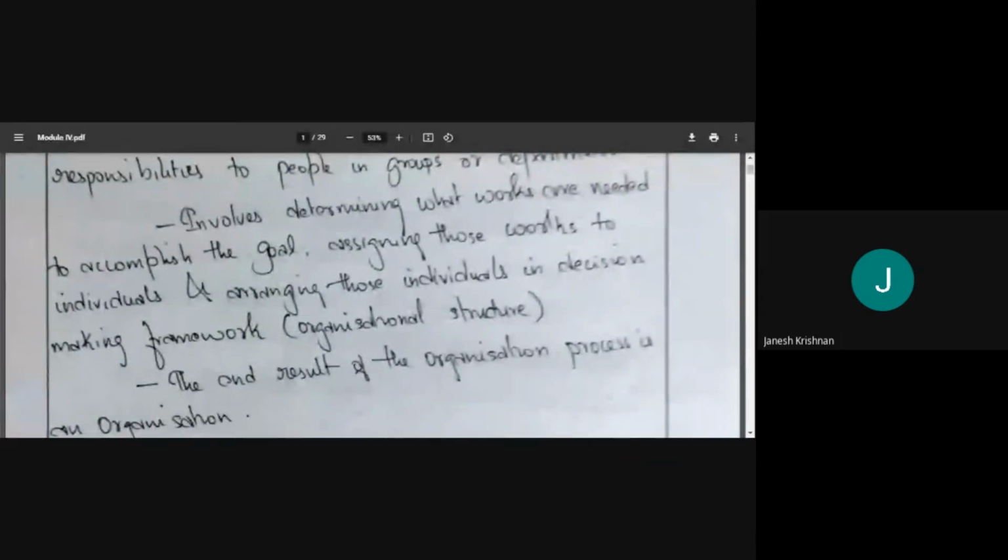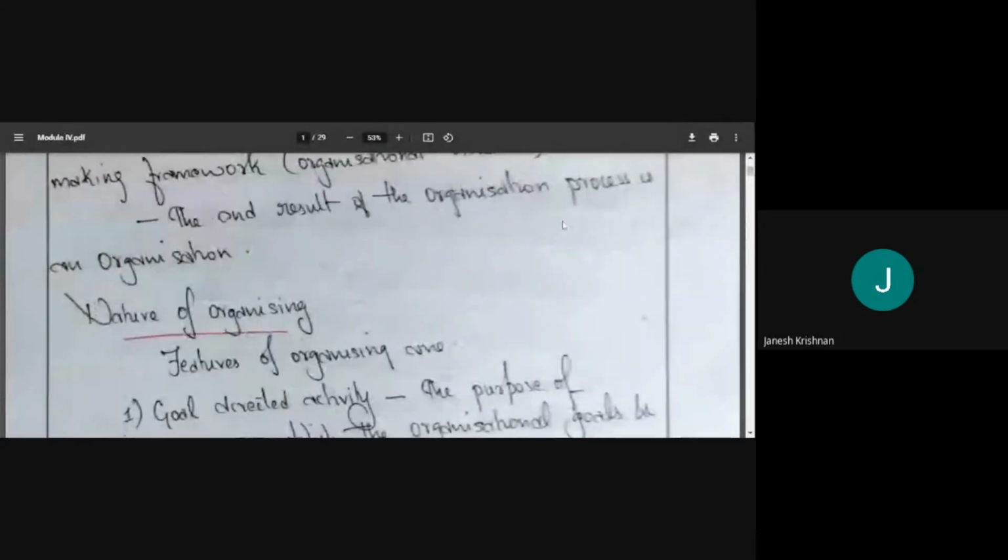So who will make a decision? If I need to make a decision, whom should I consider? Whom should I ask? Whose advice should I take? Whose permission should I take? Or if I can make my own decision, we need to know who can make certain decisions. So that is organized. Once we do organizing, the end result of this process is an organization, like the arts committee, arts organization.